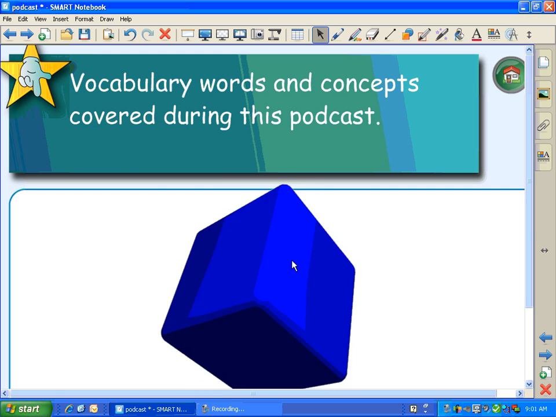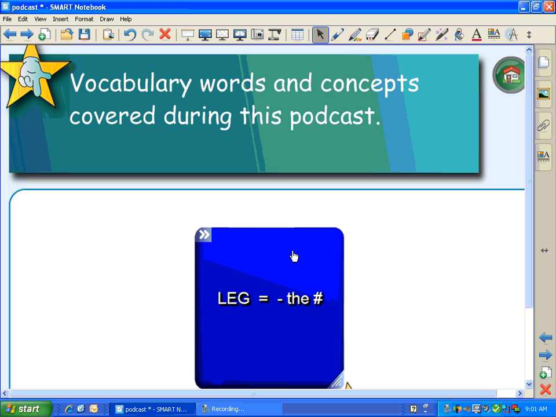Trust me, there's one more vocabulary word hiding in here. Told you. It's kind of just like the Cubs. It takes a while to find it. If you're asked to find the leg in a right triangle, you're going to subtract the numbers.